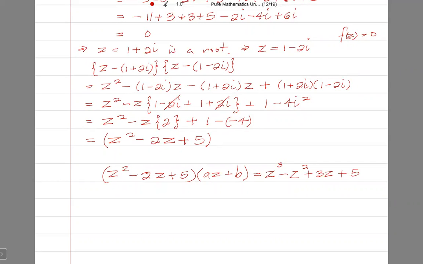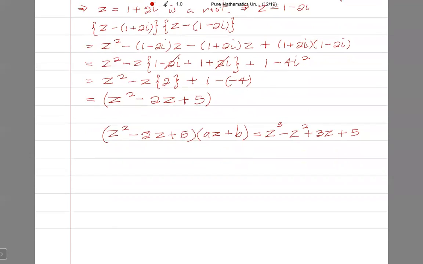Can everybody think of the simplest way to do that? Sir, you went low for a minute. Can you repeat the question? Yeah, I said, can anybody think of the simplest way to solve the rest of this? The simplest way to find out what A and what B is.